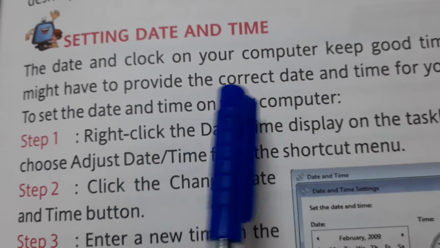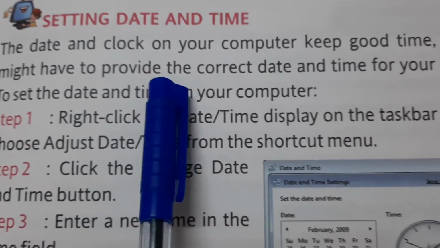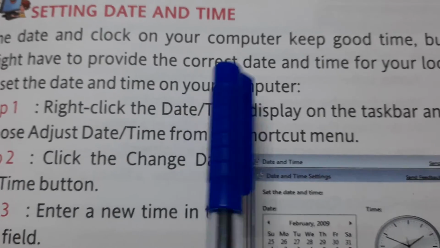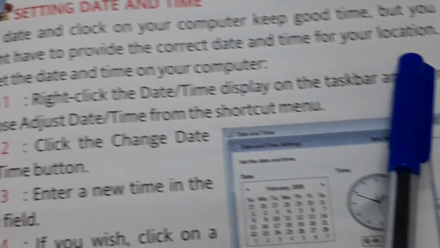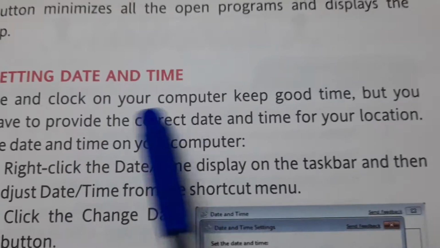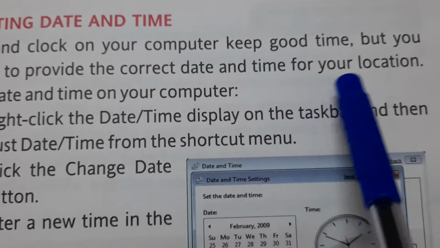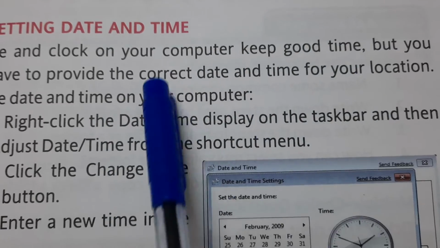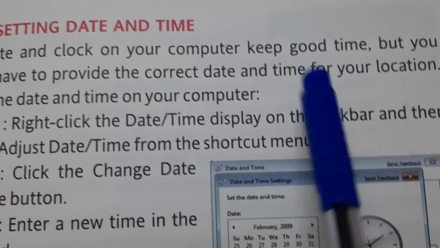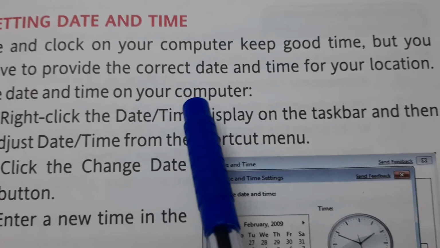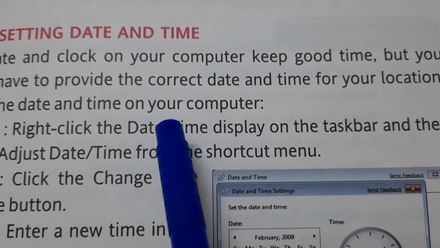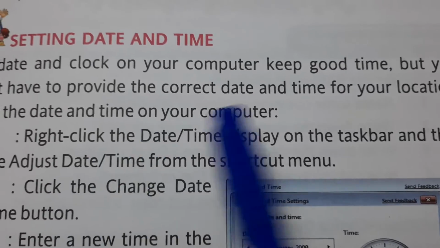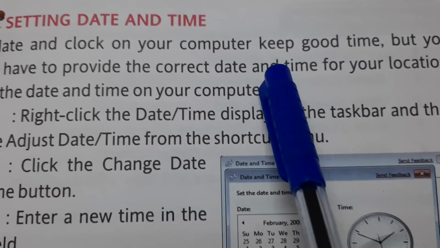Now, setting date and time. The date and clock on your computer keep good time, but you might have to provide the correct date and time for your location. So it keeps track of the time properly, but if we are changing location, we may have to provide the correct date and time. And even when some major changes happen in the computer, like an operating system or antivirus being installed, maybe at that time also you need to provide both.